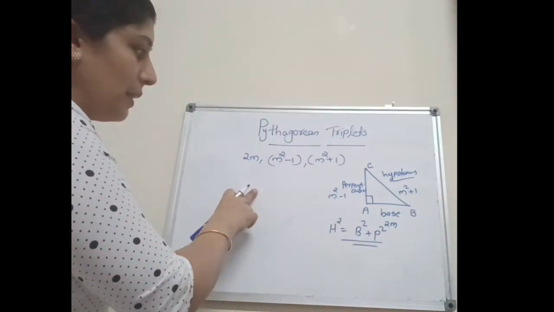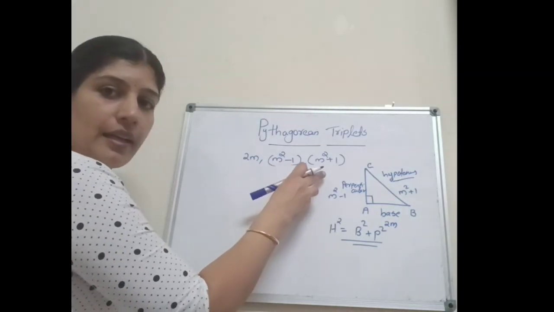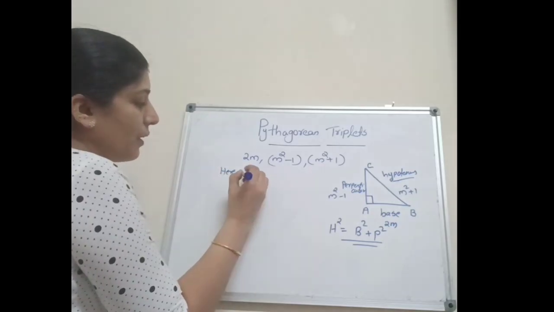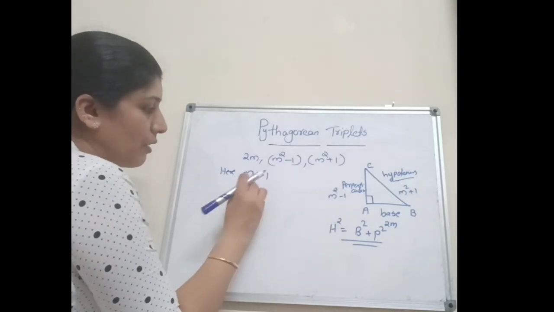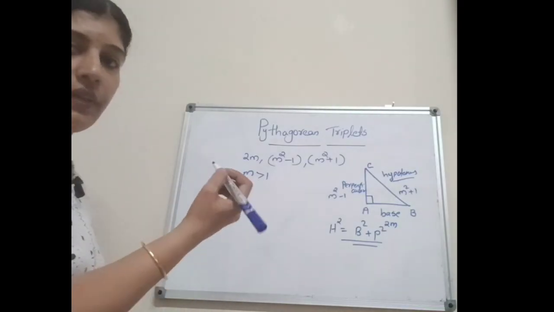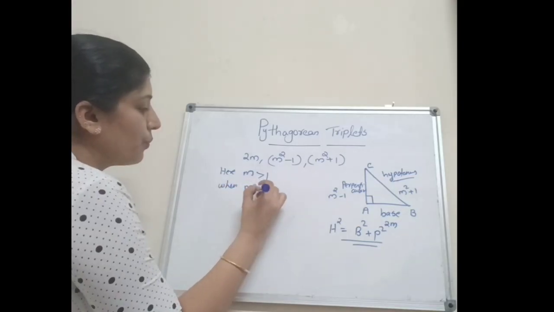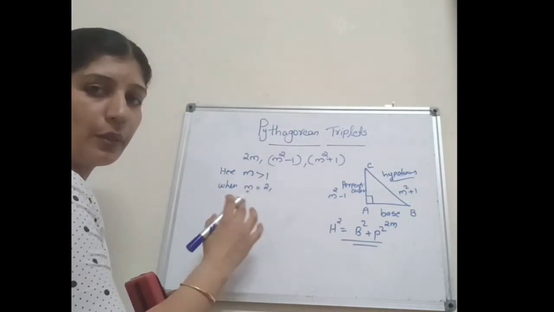The Pythagorean triplets are of the form 2m, m square minus 1 and m square plus 1. Here m is a natural number greater than 1. First, we can check when m equal to 2. What is the Pythagorean triplet?